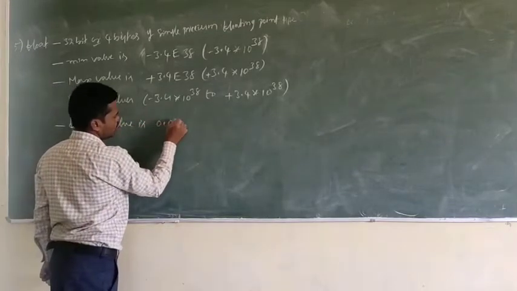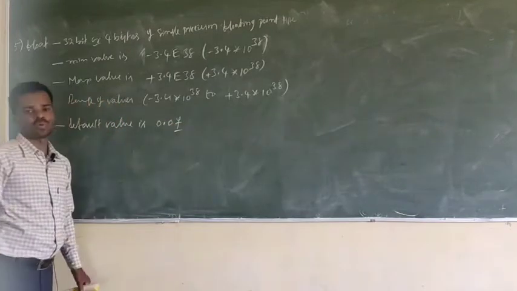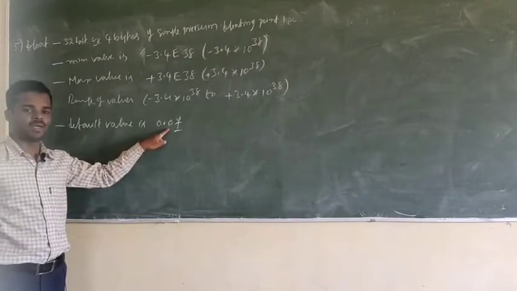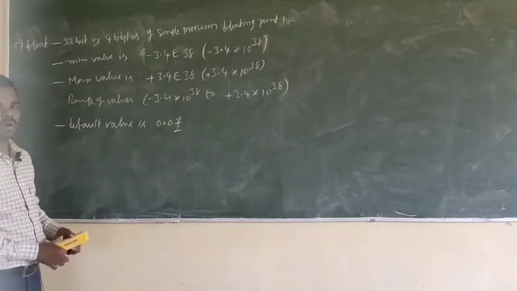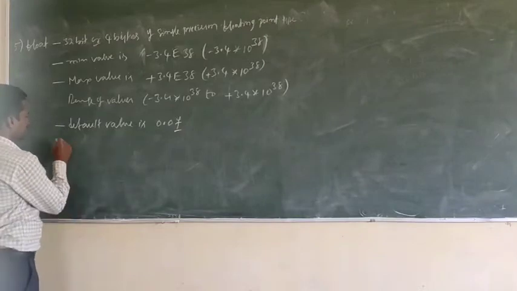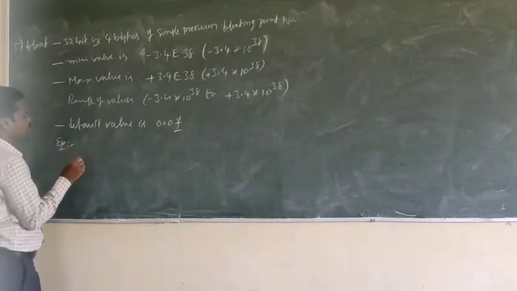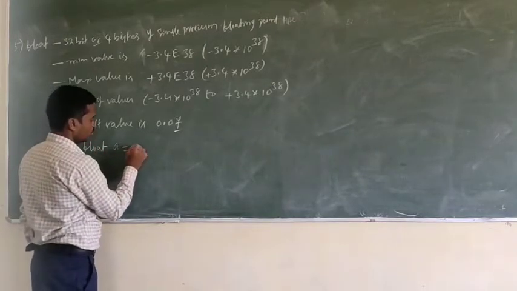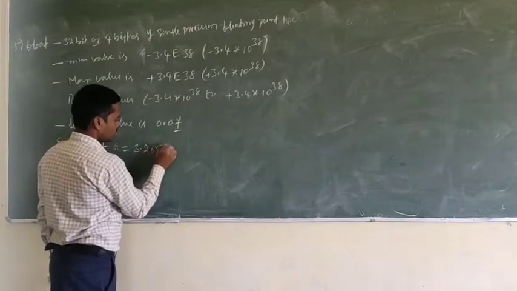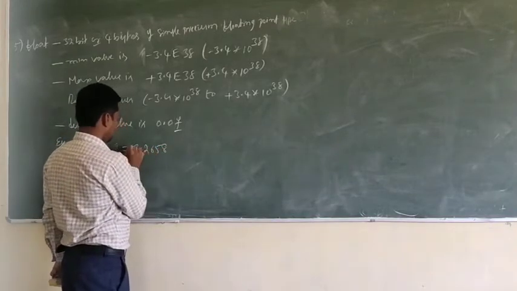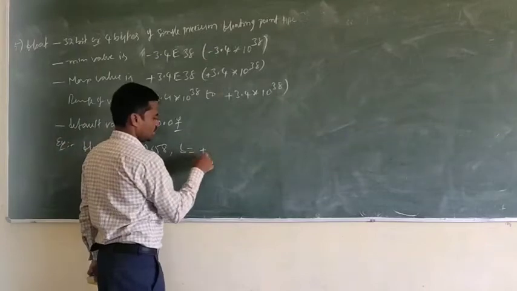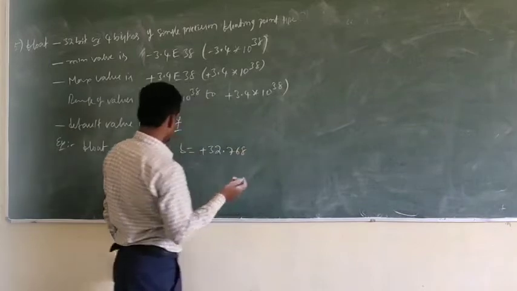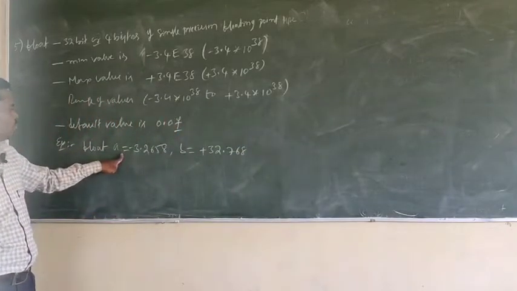Next, what is the default value of float? The default value is 0.0F, F for float. Suppose you are not going to store any value, then it stores 0.0F by default. F represents float. For example, to use float type: float A is equal to minus 3.2658, and B is equal to plus 32.768. Like that you can represent the floating point type.